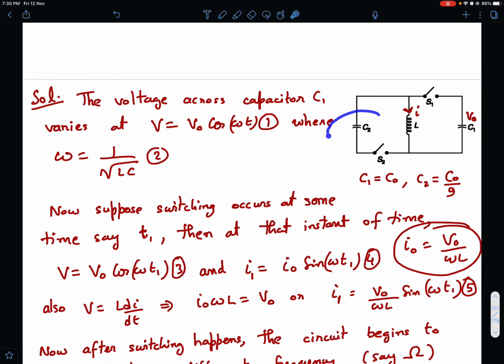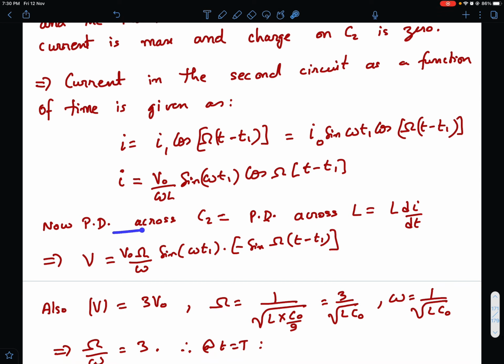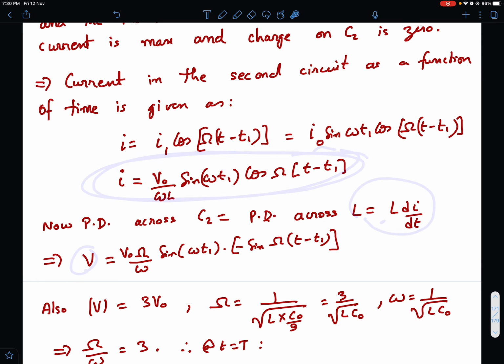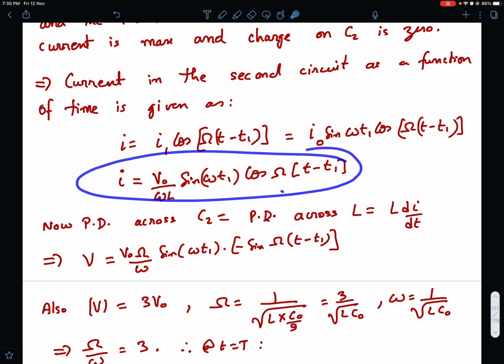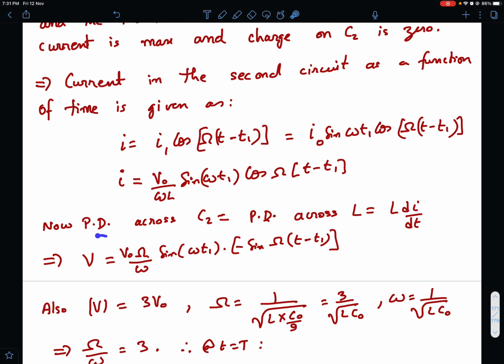Now what will be the potential difference across C2? Whatever is the potential drop across C2, the same should be the potential drop across the inductor, and the inductor potential drop is nothing but L di by dt. So V becomes what? You differentiate this equation with respect to time to get di by dt and multiply that by L. This factor is constant because there is no t here, and you will get a capital omega outside, and the cos in the derivative will become a minus sine.